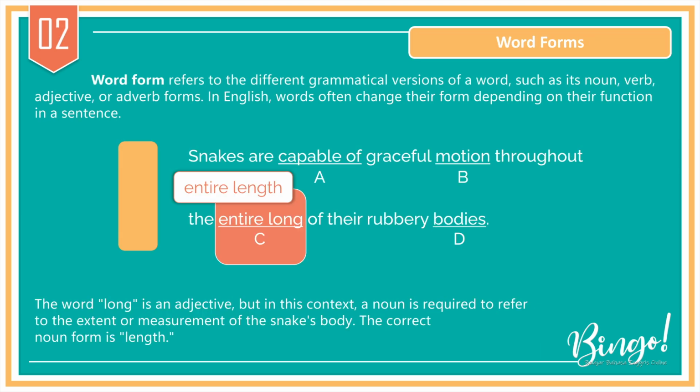Answer 2. Word form refers to the different grammatical versions of a word, such as its noun, verb, adjective, or adverb forms. In English, words often change their form depending on their function in a sentence. The word long is an adjective, but in this context, a noun is required to refer to the extent or measurement of the snake's body. The correct noun form is length.